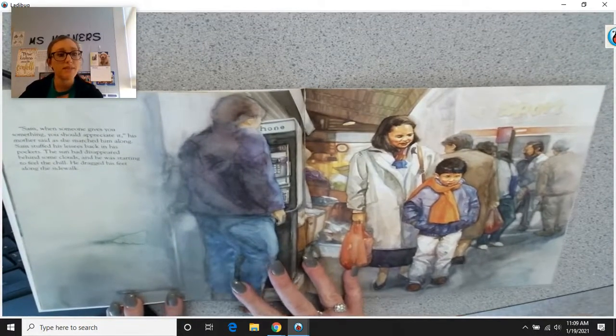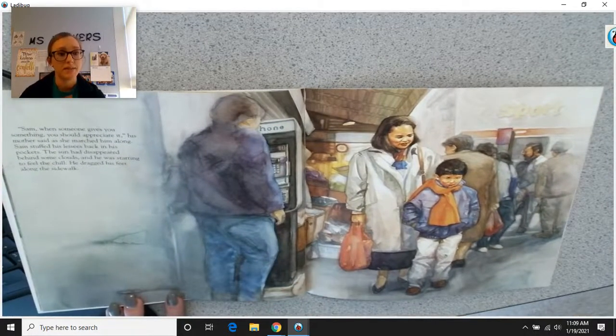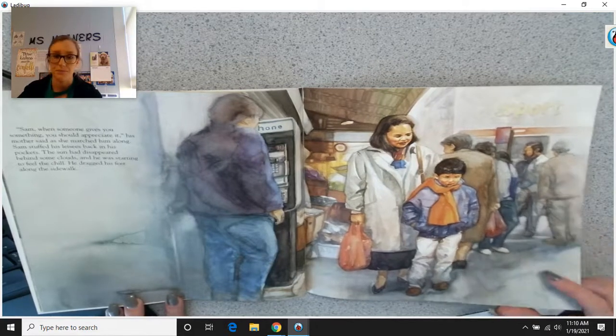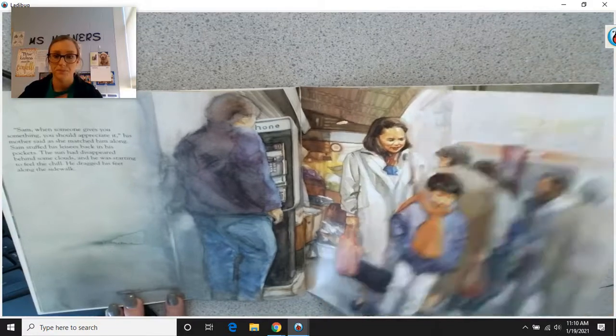"Sam, when someone gives you something, you should appreciate it," his mother said as she marched him along. Sam stuffed his lisis back in his pockets. The sun had disappeared behind some clouds, and he was starting to feel the chill. He dragged his feet along the sidewalk.